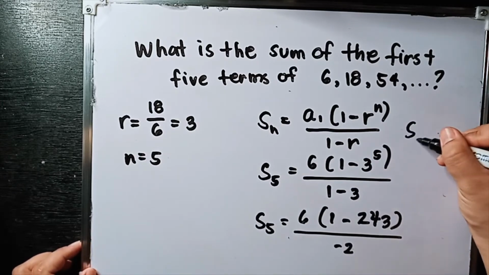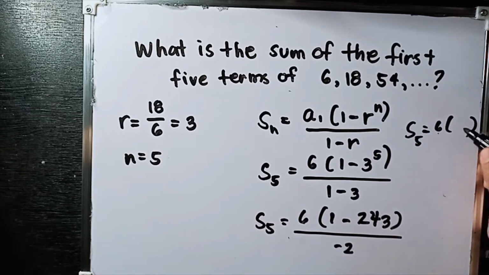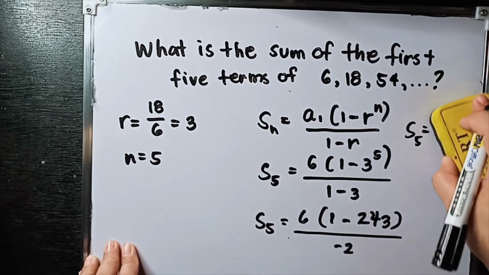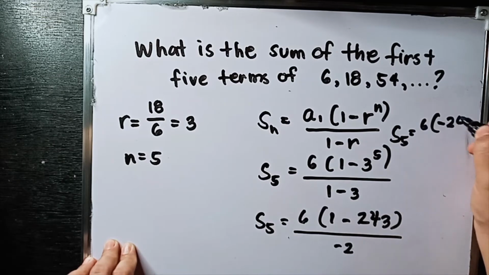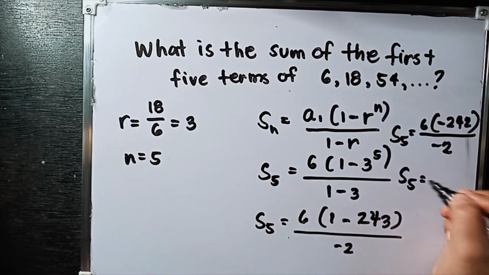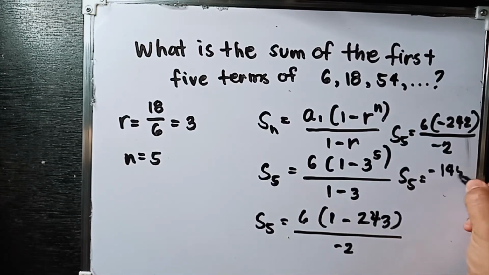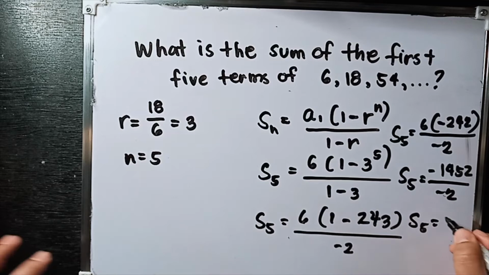Then we have S sub 5 equals 6 times 1 minus 243, which is negative 242, all over negative 2. Then we multiply. What is the value of 6 times negative 242? We have negative 1,452 divided by negative 2. What is S sub 5 then? Negative 1,452 divided by negative 2 is 726.